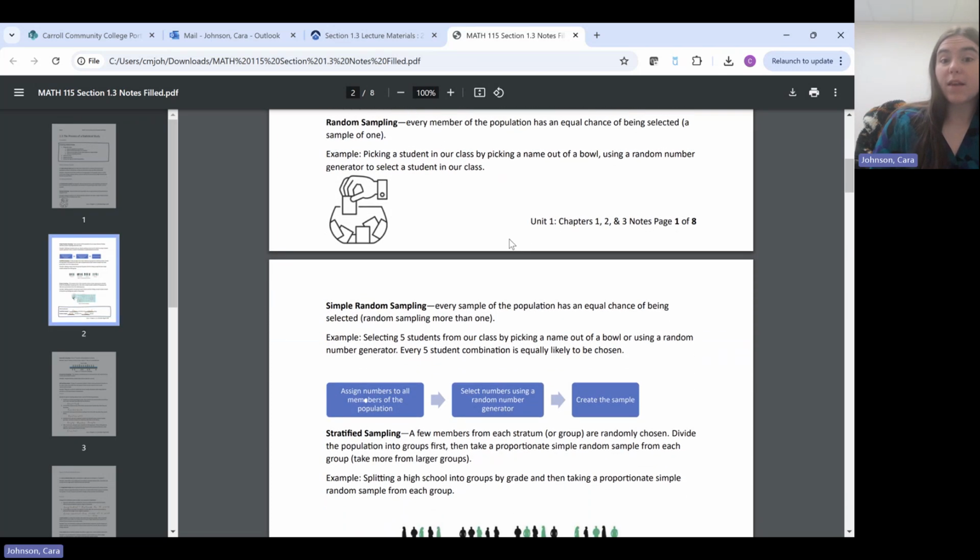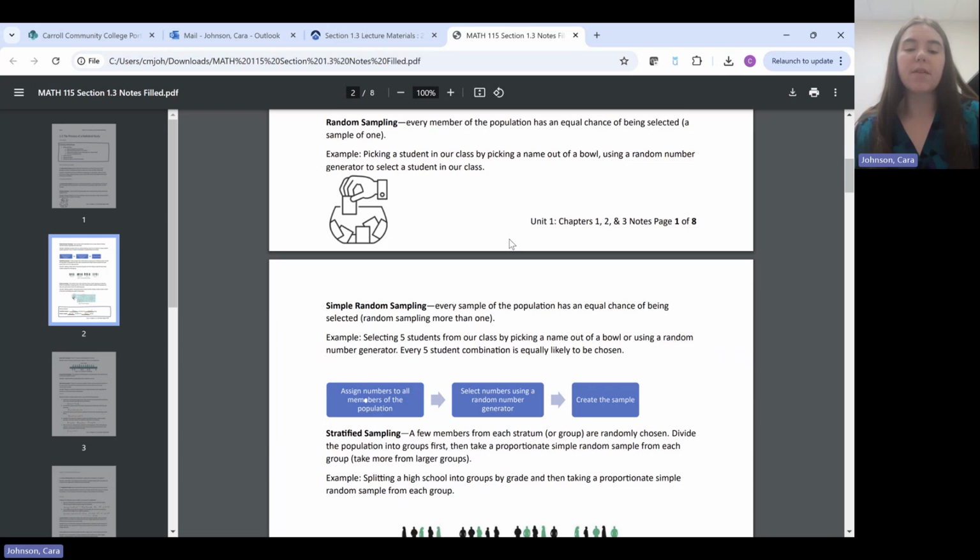And then random sampling. So this is a sample of 1. Every member of the population has an equal chance of being selected in random sampling. So picking a student in our class by picking a name out of a bowl would be an example, or using a random number generator to select a student in our class. This is specifically referring to selecting one person. So random sampling is more a process versus the actual sample collected.